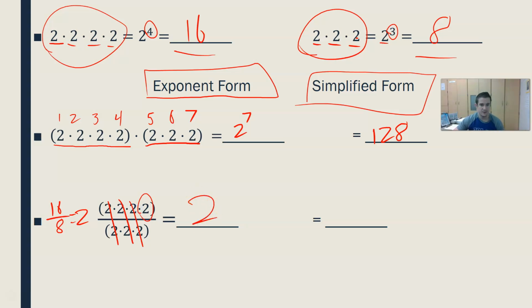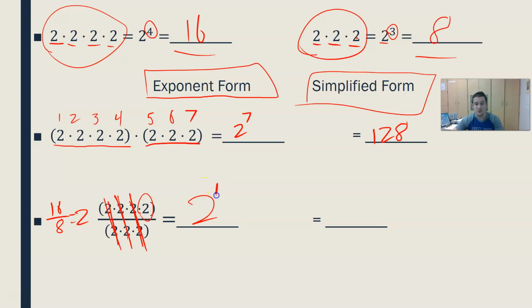Yeah? So if I write it out in its prime factors, instead of just 16 divided by 8, 2 times 2 times 2 times 2 over 2 times 2 times 2, 3 of the factors in the bottom cancel out with 3 of the factors in the top, and I'm left with just 2.